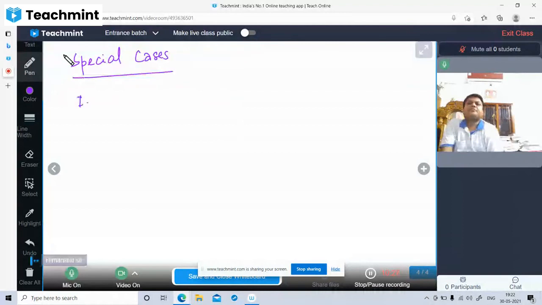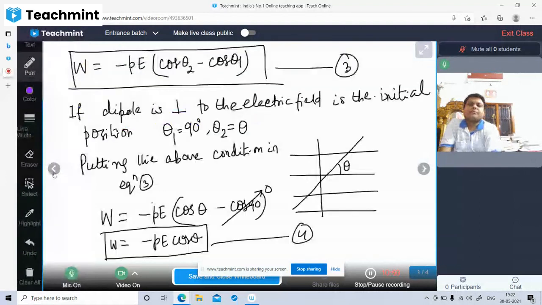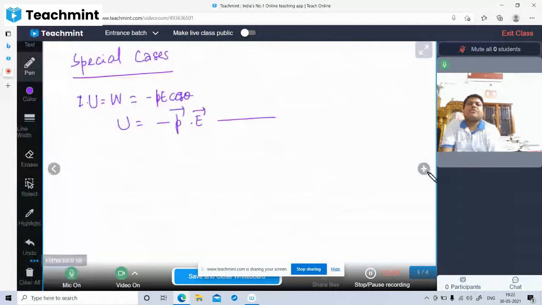Case number 1. What is case number 1? Work done is that much. So work done is nothing but potential energy, so U is equal to minus PE cos theta. That means potential energy is equal to minus P vector dot E vector. Isn't it? This is equation number 5. So this is the concise formulation. Potential energy of a dipole is minus P dot E, or minus of the dot product of dipole moment and electric field.